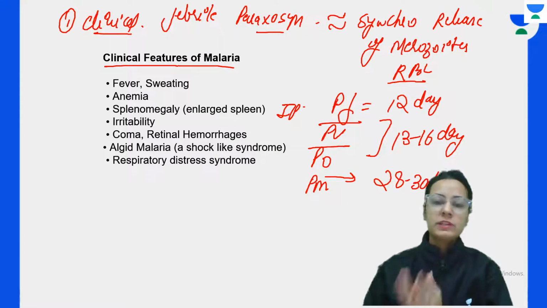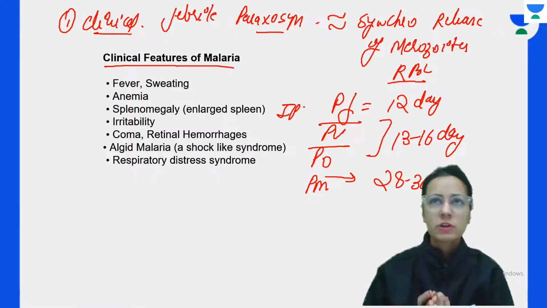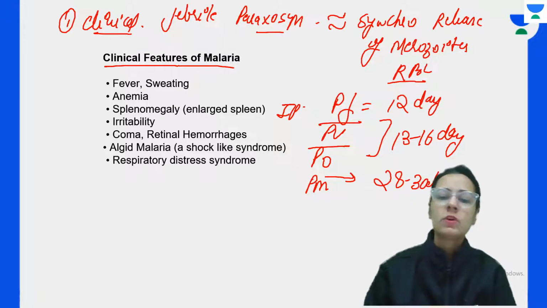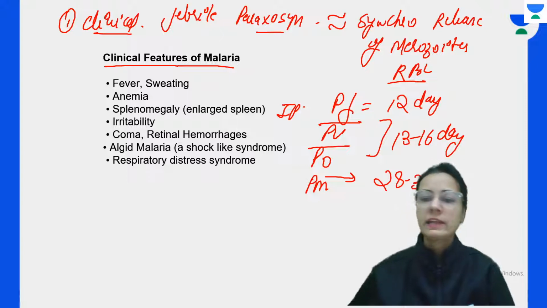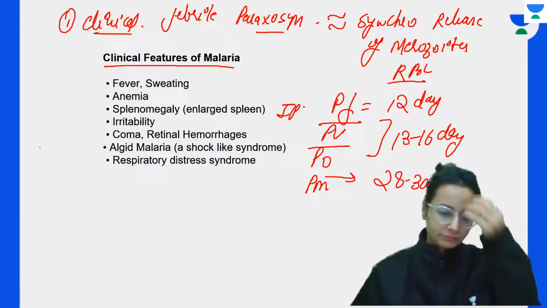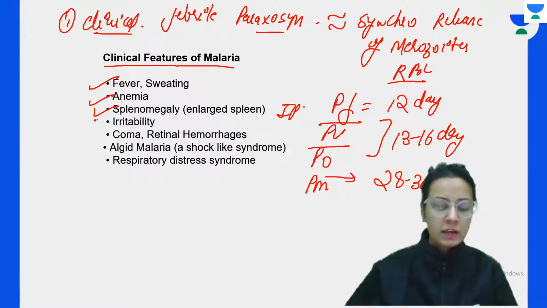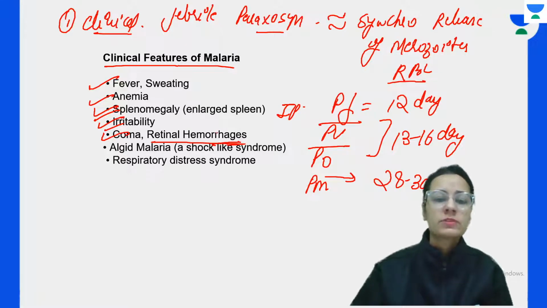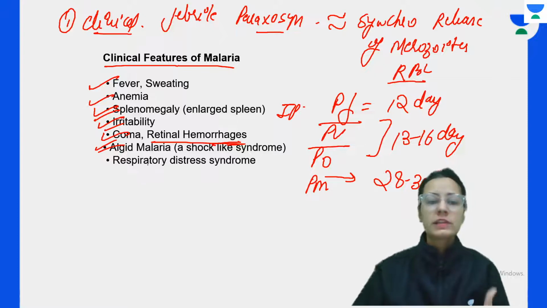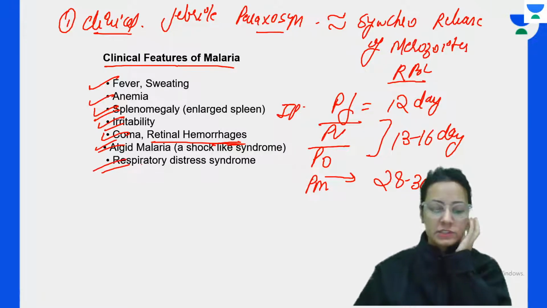So, what is the incubation period? Falciparum is the most aggressive one. So, incubation period will be shortest, that is 12 days. Then we have 13 to 16 days for vivax and ovale, and for malariae, it is 28 to 30 days. Now, fever, sweating, anemia, hepatosplenomegaly, irritability, coma, retinal hemorrhage, and it is all due to the vascular occlusion. Then we have algid malaria, which is a shock-like syndrome, and the respiratory distress syndrome.